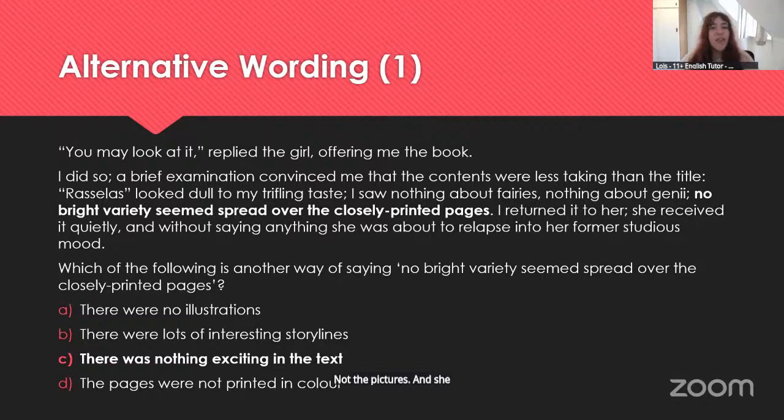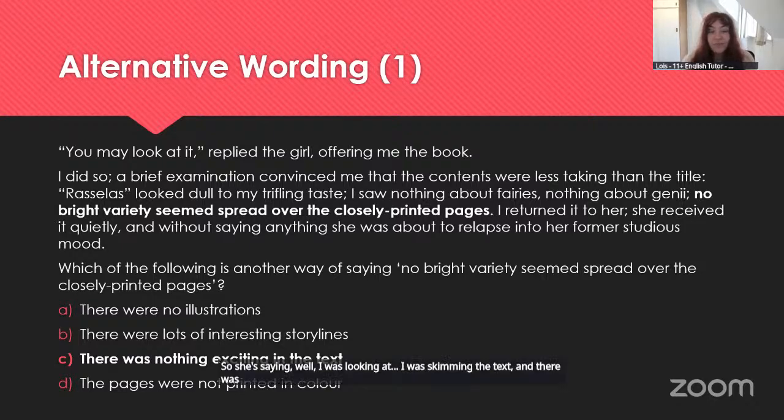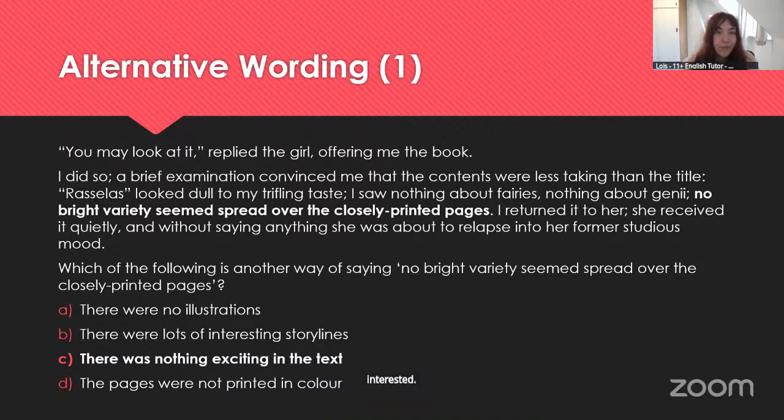And she says, I saw nothing about fairies, nothing about genii, like genies or fairies. So those are obviously the things that Jane likes to read about. So she's saying, well, I was skimming the text and there was nothing that interested me in it. So none of the things that she finds exciting, she couldn't see any mention of them in the text. So if you got C, well done. You are exactly correct.